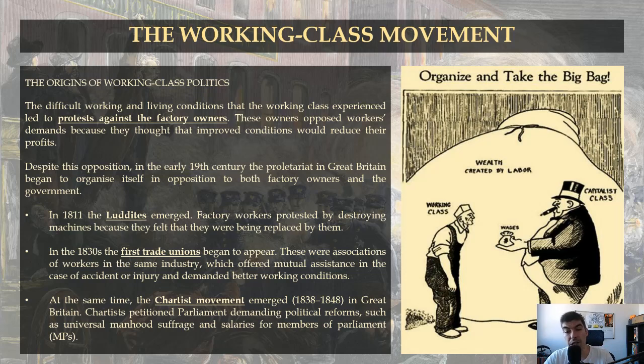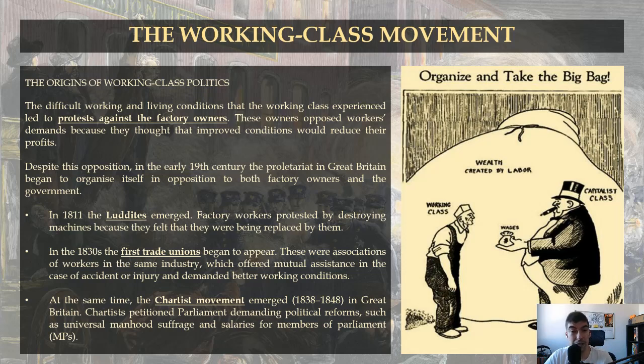But despite this opposition, in the early 19th century, the proletariat in Great Britain began to organize itself in opposition to both factory owners and the government, which of course supported the factory owners. And this is the beginning of the working class movement. These first movements were the Luddites, that emerged in 1811. The factory workers protested by destroying machines because they felt that they were being replaced by them. So they thought, oh, a machine is taking my job place, so let's destroy it. And many of them destroyed, for example, the looms in Great Britain.